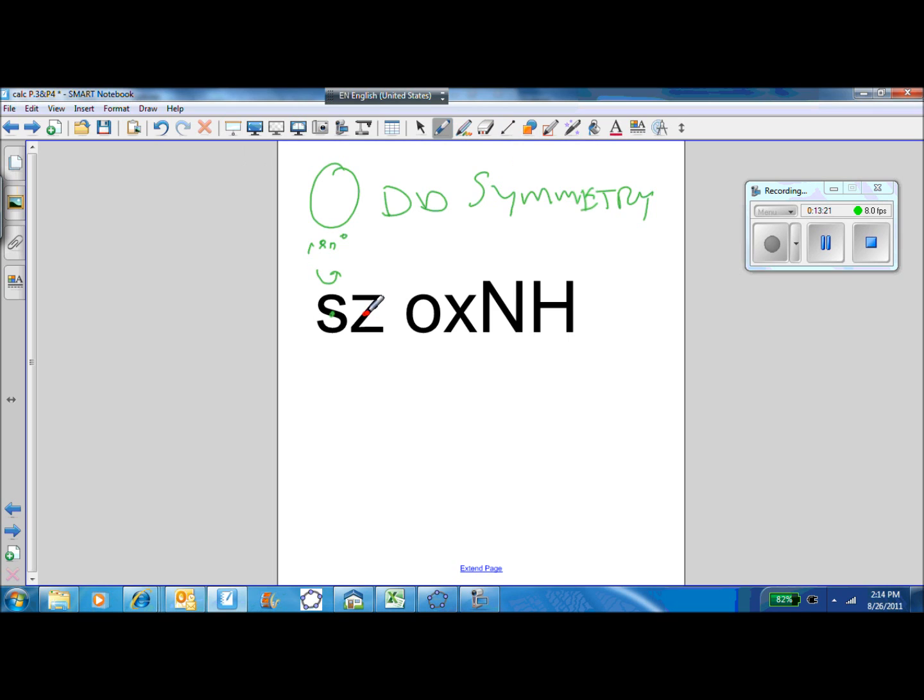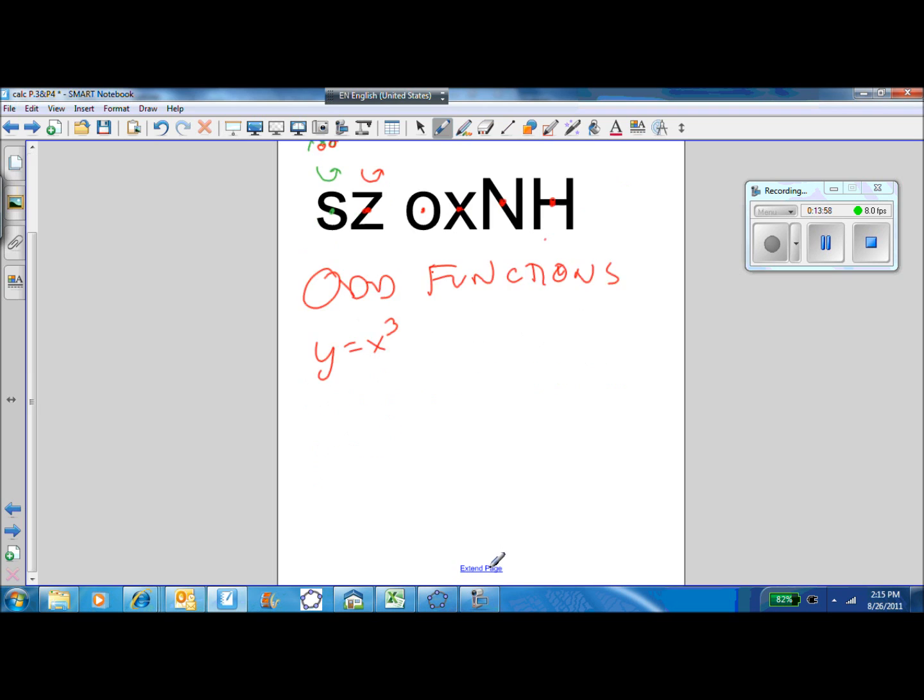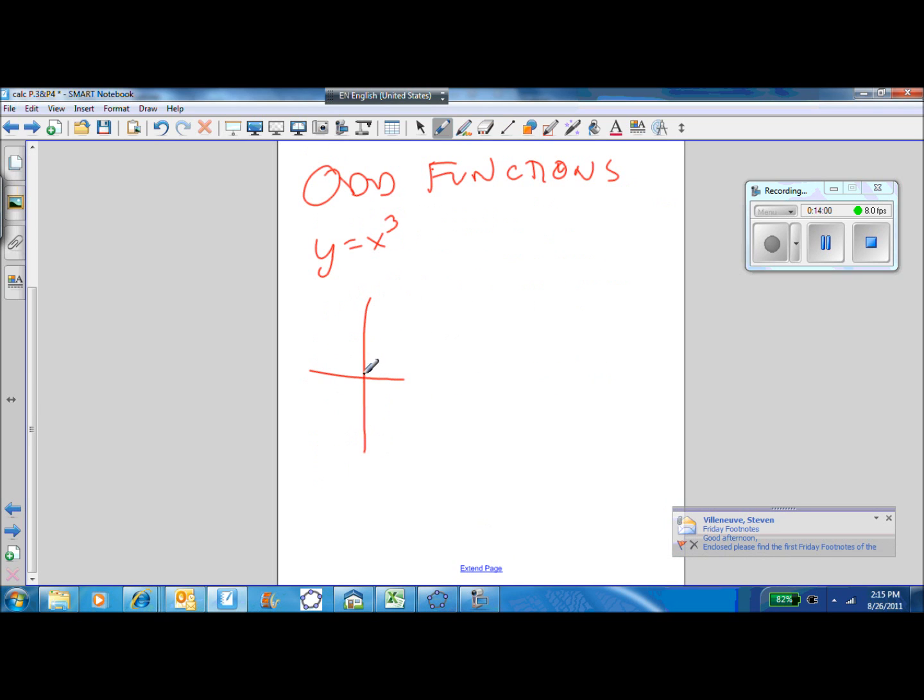So Z, we can go right here, rotate 180 degrees. Same thing with O, there's the center of the point symmetry there. X, N, and H. Imagine rotating all those 180 degrees and you're back to themselves. So I call those the odd letters. Now you can think of the same thing with functions. This looks like this. So if you rotate it around the center 180 degrees, you'll be back to itself.